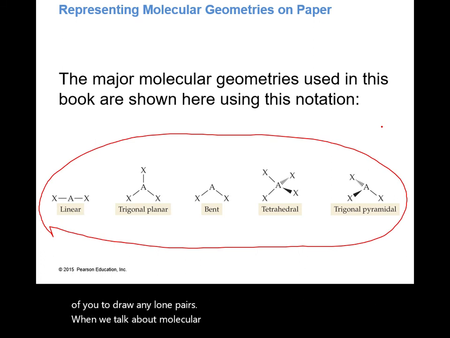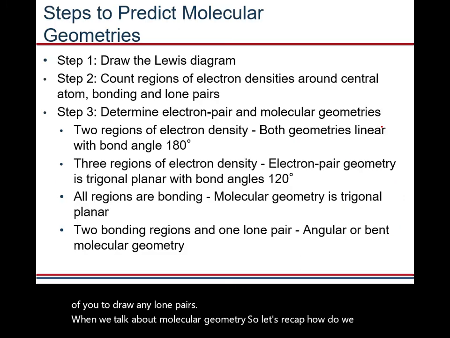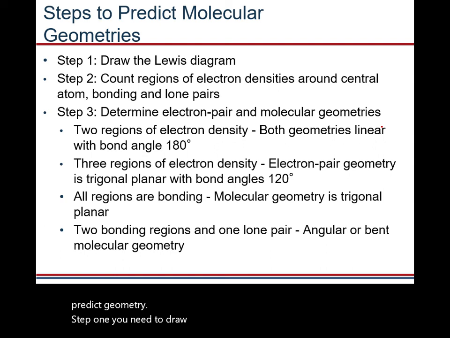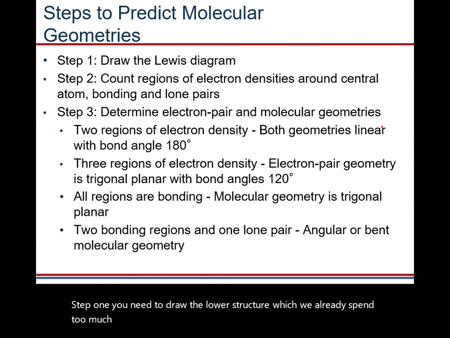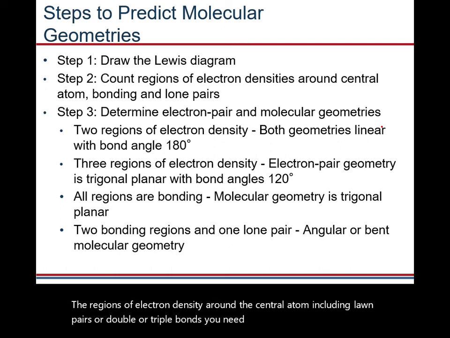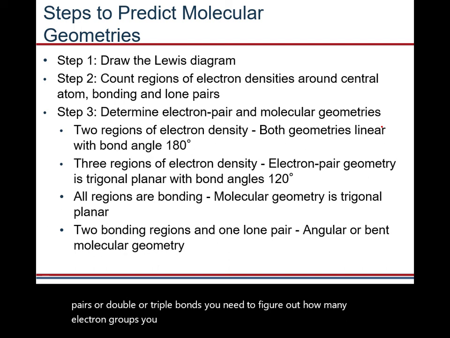So let's recap. How do we predict geometries? Step one, you need to draw the Lewis structure, which we already spent too much time on. So you need to learn how to draw the Lewis structure. Step two, you need to count the regions of electron density around the central atom, including lone pairs or double or triple bonds. You need to figure out how many electron groups you have. Then based on that, you determine the electron pair and molecular geometries. You know they're not the same, right? They can be, but they don't have to.